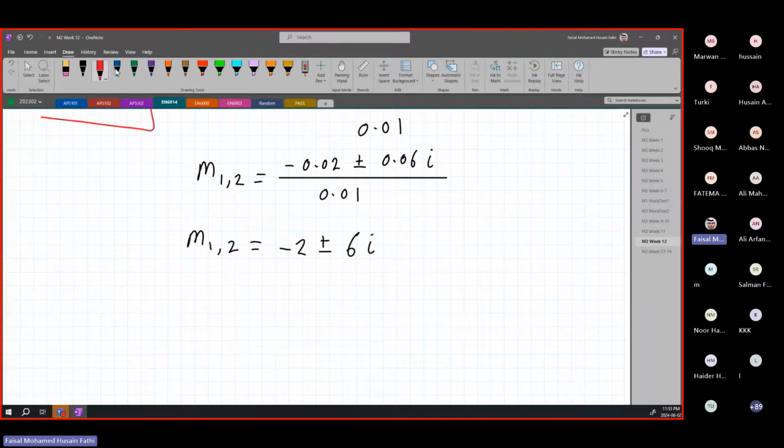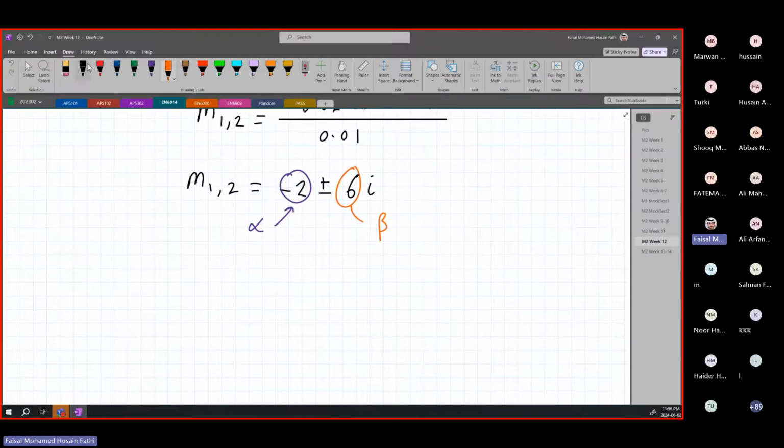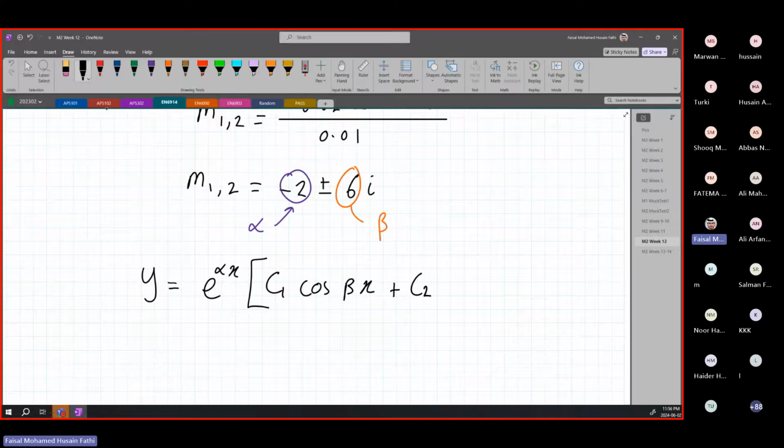So we got this for our m1 and 2. This is our alpha. What color did I use for alpha? I think purple. This is alpha, and this is our beta value. Our general solution is y is equal to e to the power of alpha x, c1 cosine beta x plus c2 sine beta x.